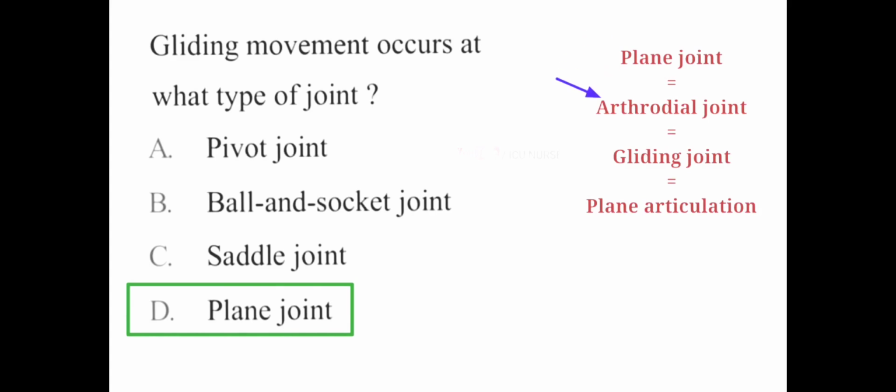Gliding movement occurs at what type of joint? A. Pivot joint. B. Ball and socket joint. C. Saddle joint. D. Plane joint. And the correct answer is D. Plane joint. A plane joint is also called arthrodial joint or gliding joint or plane articulation. A plane joint is a synovial joint which under physiological conditions allows only gliding movement.